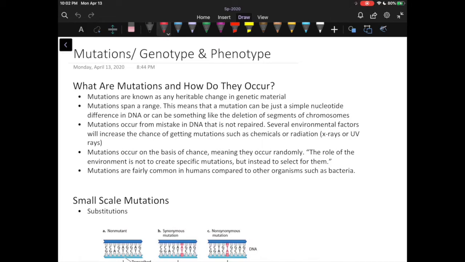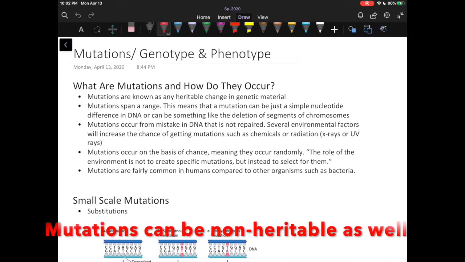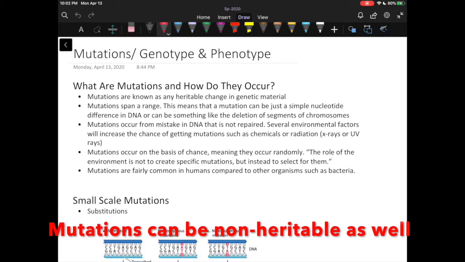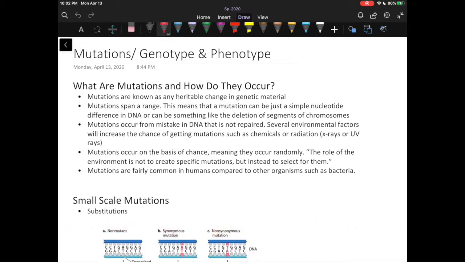Alright, so in this review video, we're going to be talking about mutations and genotype and phenotype. Just to first start, we'll talk about what mutations are and how they occur. Mutations are known as any heritable change in genetic material. This means that it can be passed down via cell division.